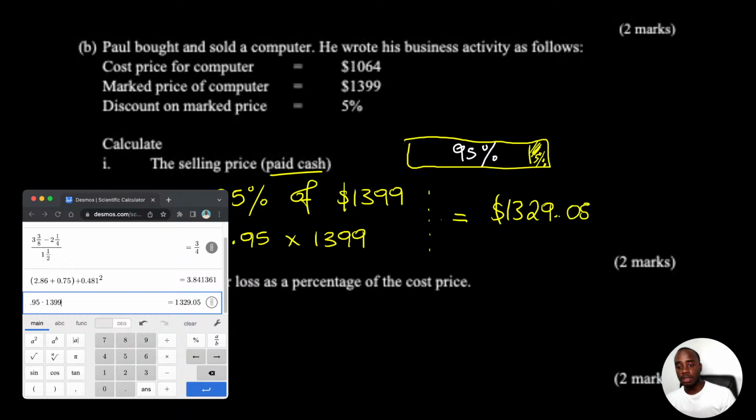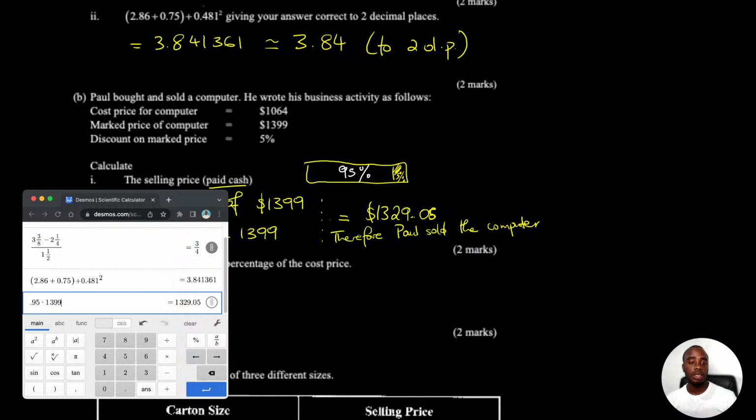So therefore, it's always good to write a sum-up of what you did. Paul sold the computer, but don't cram it up here like how I do it. Make sure you write it up nice. For $1,329.05. Alright?